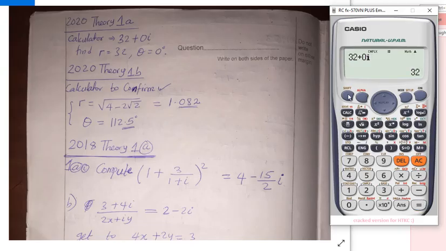Maybe you are not sure of your R and theta. Just press shift 2, complex 2. Then you press 3. Do you understand? To get your R and theta. See, R is 32. It just gave you 32.